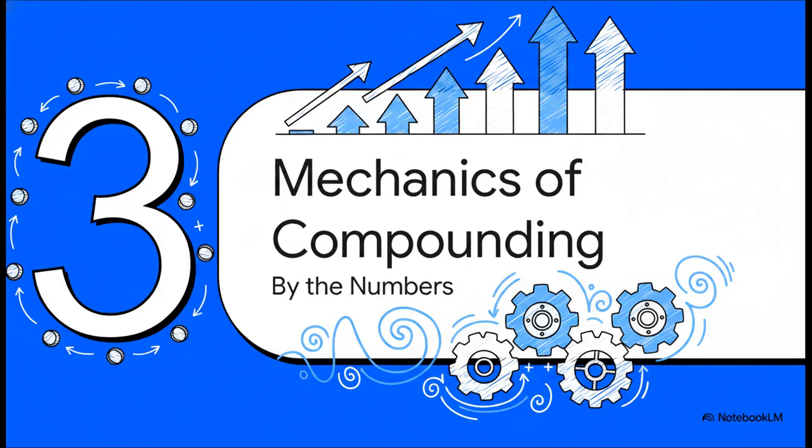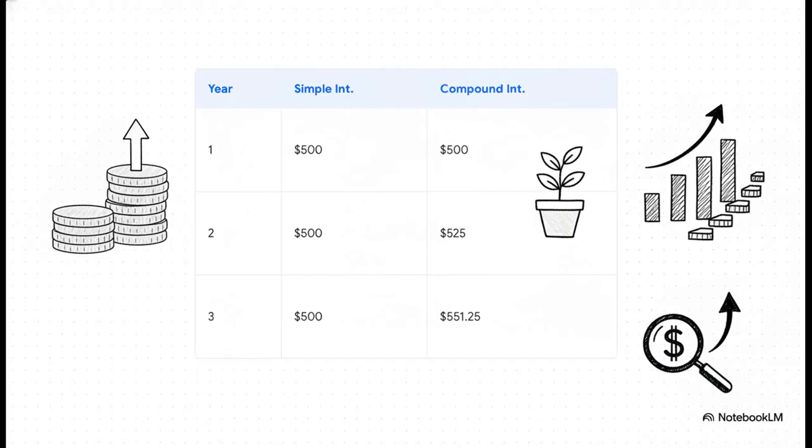So, how does this actually play out by the numbers? Let's get into Section 3, the mechanics of compounding. Let's do a quick comparison. Imagine a $10,000 investment over 3 years at a 5% interest rate. With simple interest, you earn exactly $500 each year, which yields a total of $1,500. Simple enough. But with compound interest, well, year 1 is the same, $500.